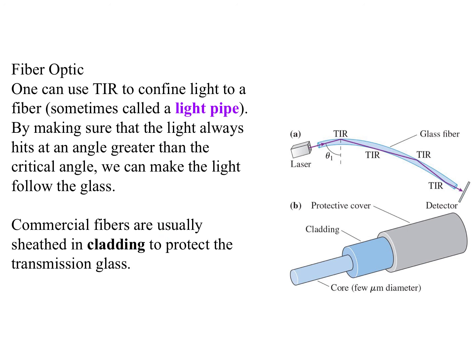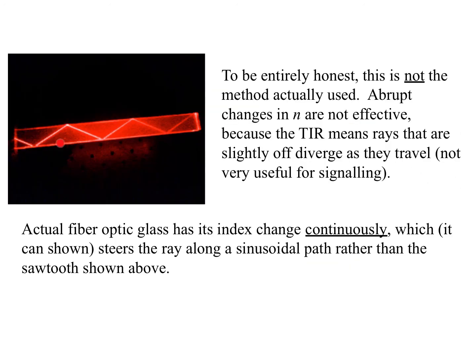Commercial fibers are usually sheathed in what's called cladding, which is another glass with a lower index of refraction than the inner glass, so that we can protect the inner glass. Usually this is the thing we're sending the light through, so rather than being an empty tube, we have some higher index glass, and the light is bouncing, and then we can wrap this in plastic or whatever, so that it is protected. Here we have a picture of light propagating down a light pipe.